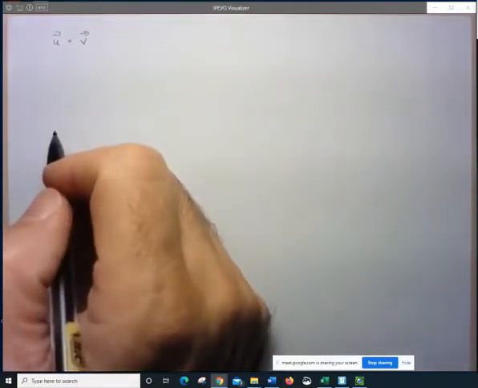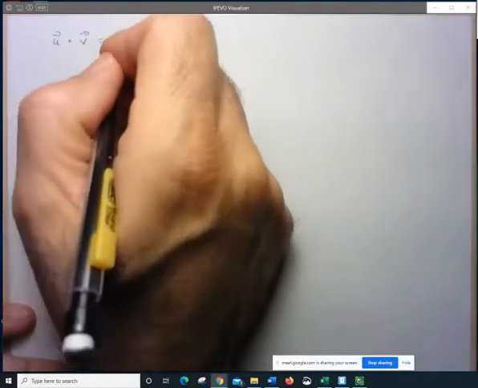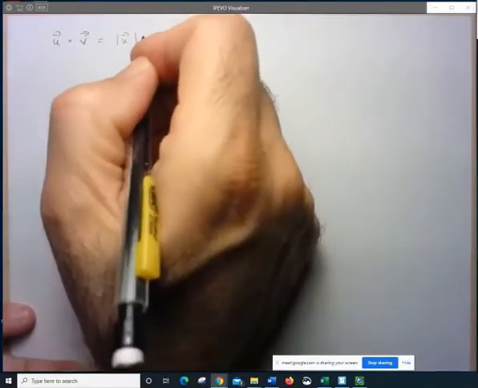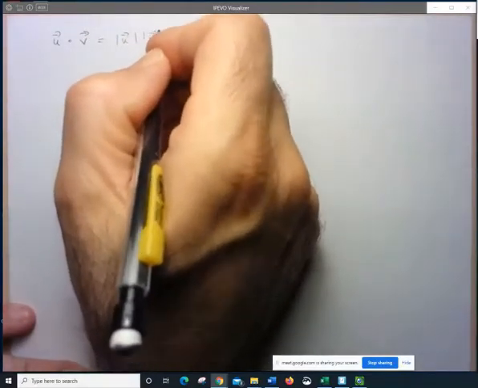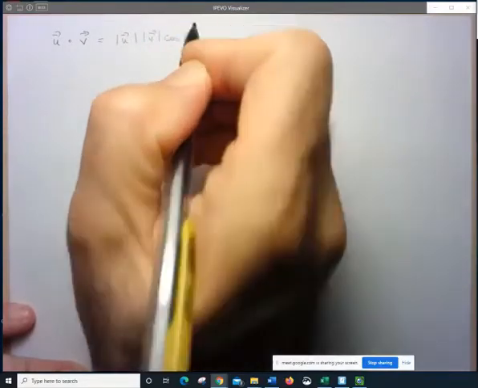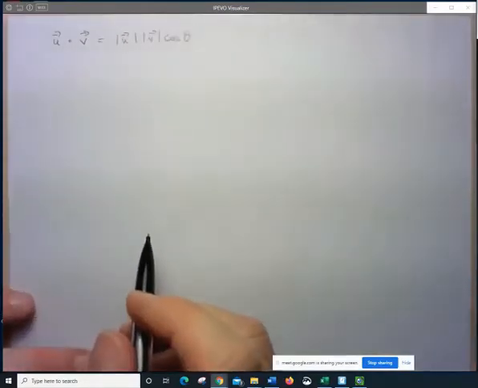We said that if we have two vectors and we want to define a product operation on them, we defined it as the magnitude of the first vector times the magnitude of the second vector times the cosine of the angle between them. All right.